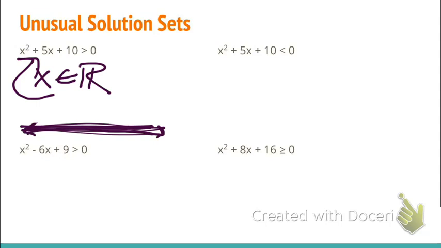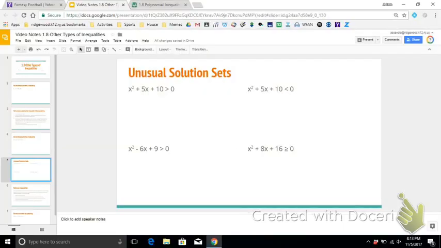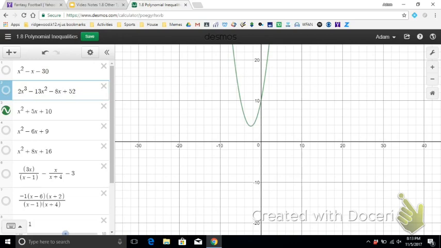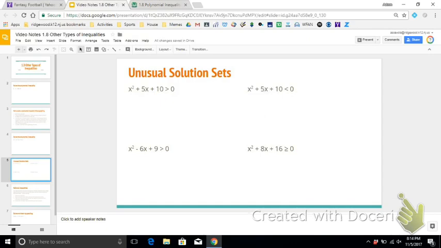And we can confirm this by looking at the graph. If we look at x squared plus 5x plus 10, we'll see it's a parabola that is facing up and the vertex is above the x-axis. So every x value will make this expression greater than 0. So that's why we get all real numbers as the solution. Let's look at the other example on the right.